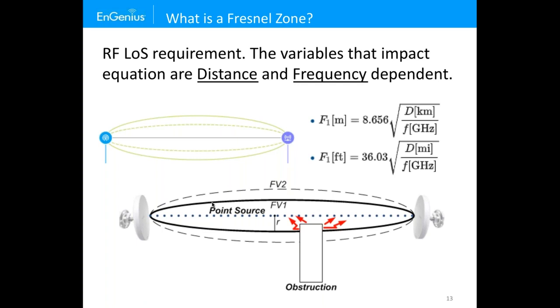Fixes for obstructions would be to mount the antennas higher if possible, move the antennas closer if that's possible, or you could move to a different frequency as well. So the rule of thumb is for the lower frequencies, such as 2.4 gigahertz, you'll have a larger Fresnel zone. For higher frequencies, such as 5 gigahertz, 11 gigahertz, 60 gigahertz, 28 gigahertz, those have a smaller Fresnel zone because the frequency gives you a smaller Fresnel zone.